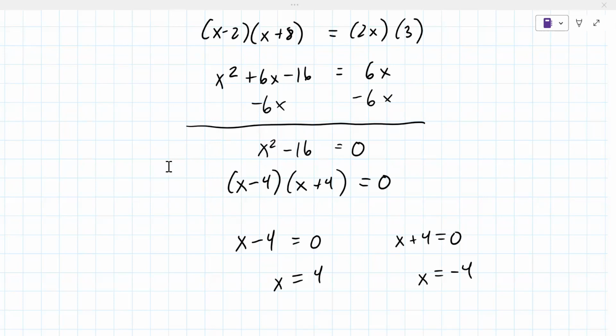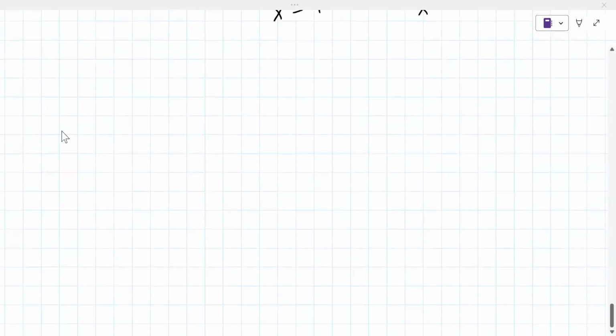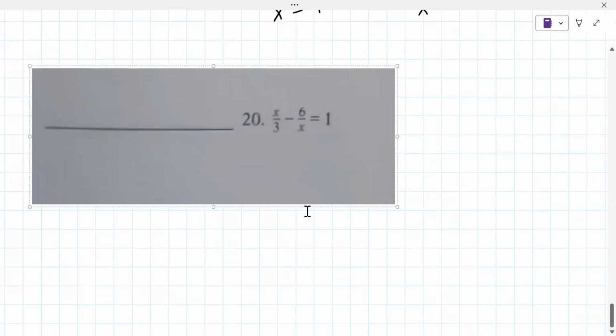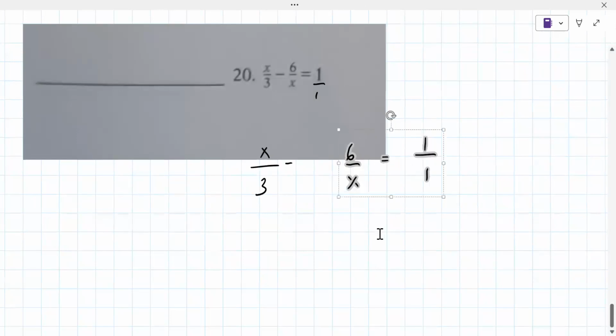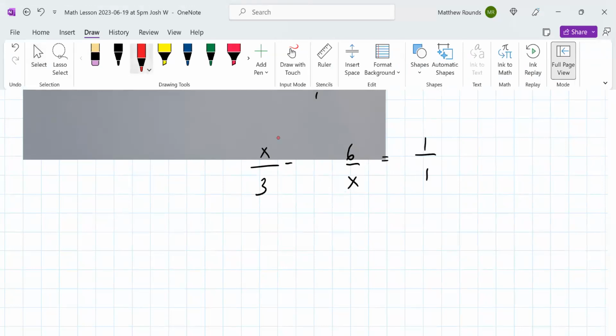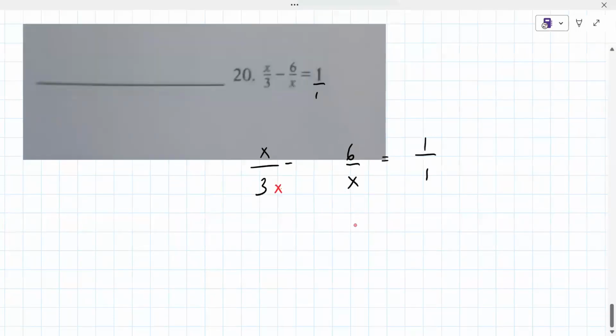Let me know when I can move on to 20. We can move on. Okay, all right, so x over 3 minus 6 over x equals 1. Treat 1 like it's 1 over 1. So we have x over 3, 6 over x, 1 over 1. Now we have to make a common denominator. So I'm going to show you what it's going to take to make this a common denominator. We're going to multiply by x and x, 3 and 3, 3x and 3x, like that.